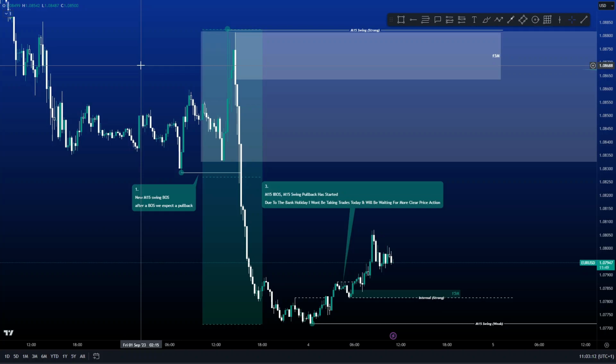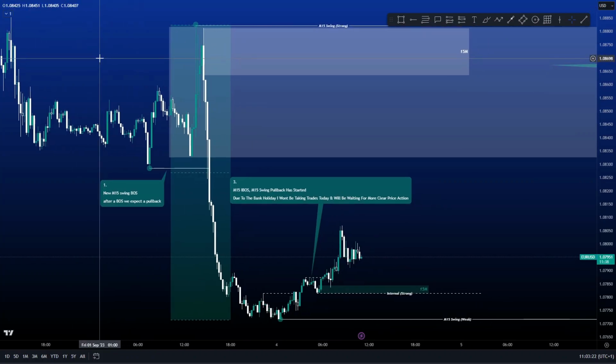After a breaker structure, we anticipate a pullback, and each pullback corresponds with each time frame as we move down. So now we're going to do an exercise where we go through bar replay, and we're going to map our swing structure, internal structure and fractal structure as price moves on, and you can follow along with me on your charts.